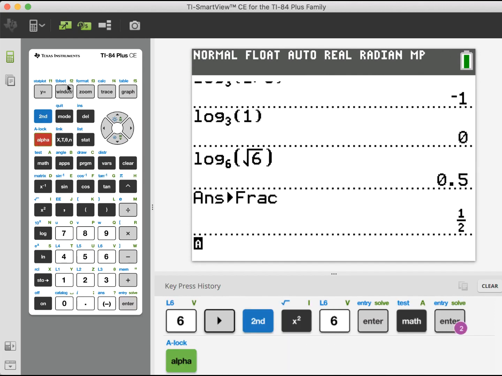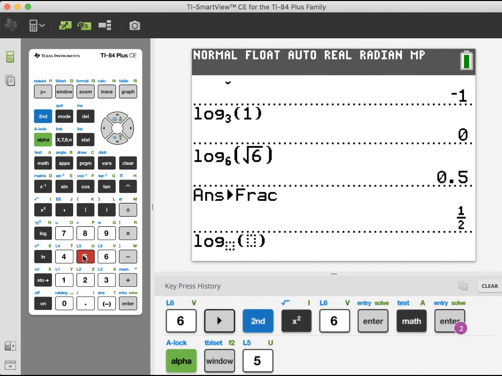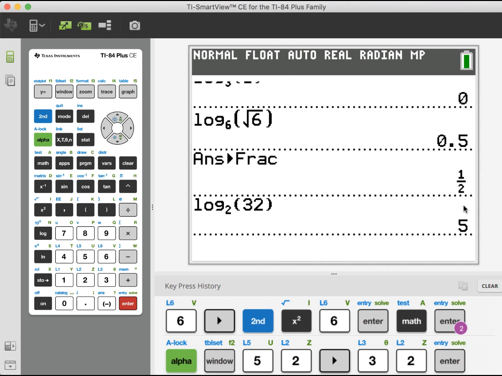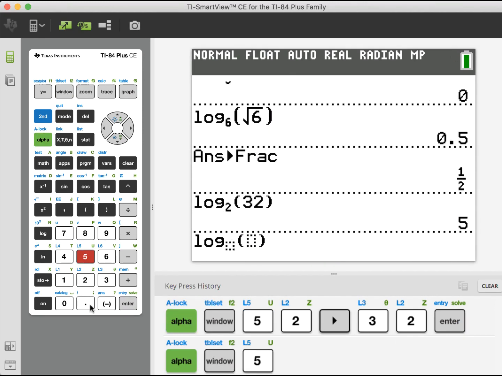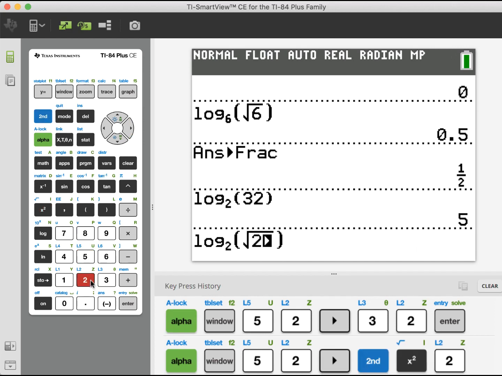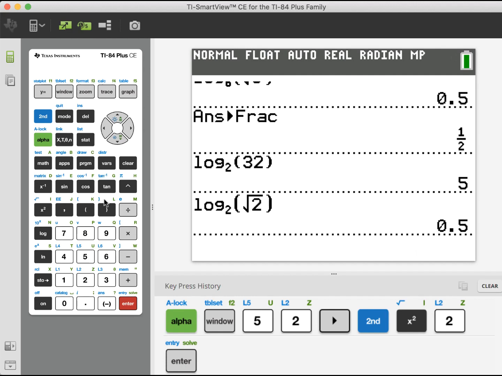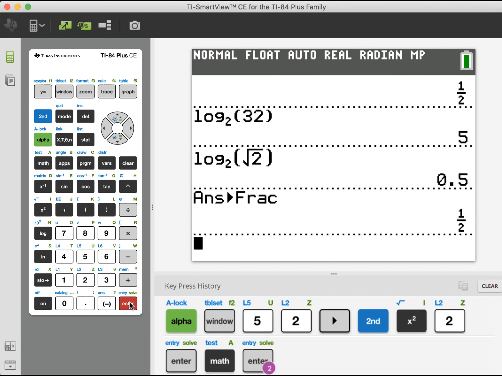For the next one, we'll do alpha window 5. Base 2 of 32 should give us 5. There we go. And again, alpha window 5 should be base 2, and then square root of 2 will give us a half. We'll see decimal 0.5 here, and then just press math, enter, enter.